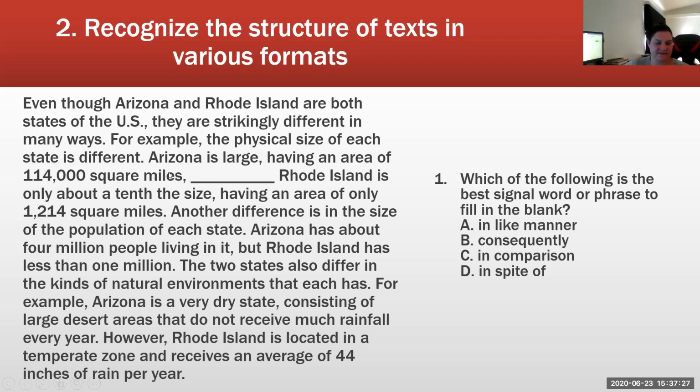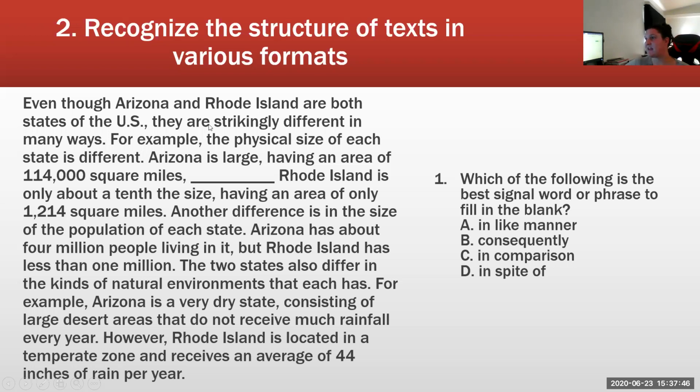So it's not one of those signal phrases that indicates that it was a cause and effect. Because Arizona is large, in spite of Rhode Island being small, it's not one of those things. The correct answer is C, in comparison.